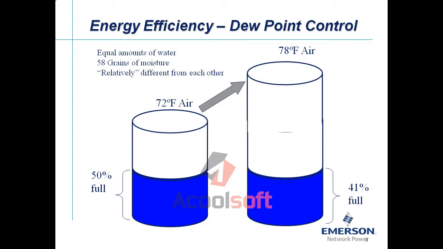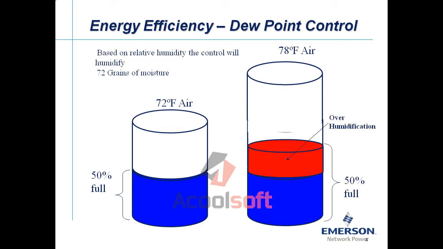As the dry bulb changes from 72 to 78, the amount of moisture that air can hold is greater. So when you look at it relatively, you're only at 41% relative to that temperature. So from the control perspective, at 78 degrees, it was only at 41%. So a relative humidity control is going to humidify because it wants to be at the 50% relative to that temperature. Well, at the same time, the control also recognizes that the dry bulb is 6 degrees higher.